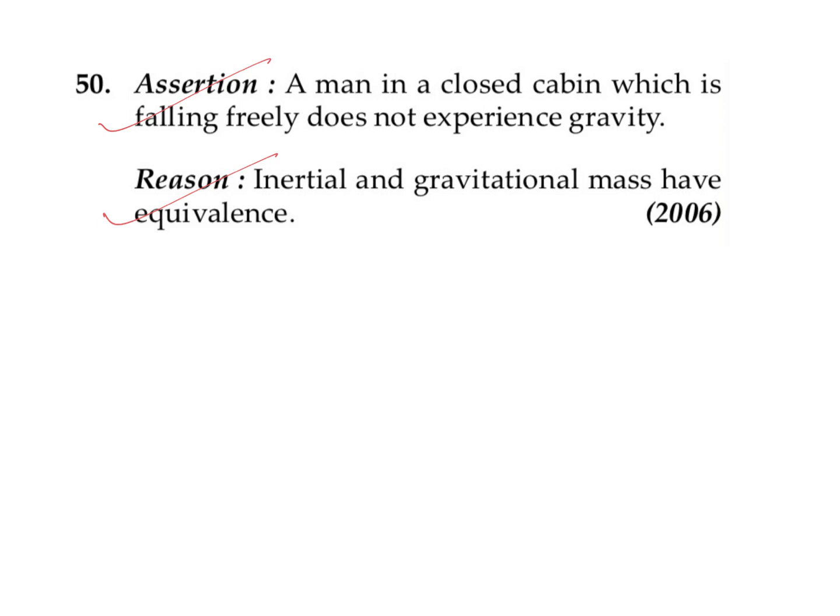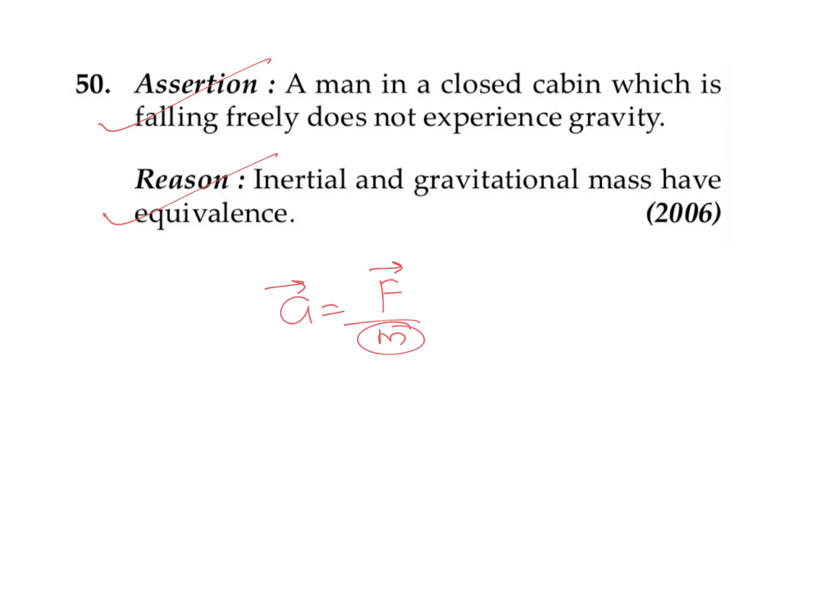Inertial mass means the mass which is responsible for deceleration or acceleration, or something which is opposing acceleration, or acceleration is opposed by mass. That is, according to this equation, acceleration is equal to force divided by mass. So this is known as inertial mass, and the mass that we are using in the equation F is equal to m into a.